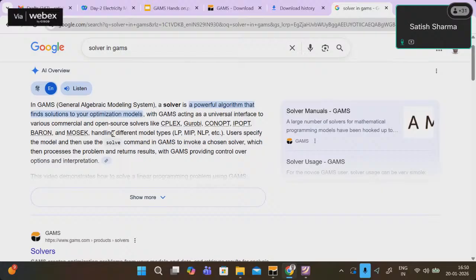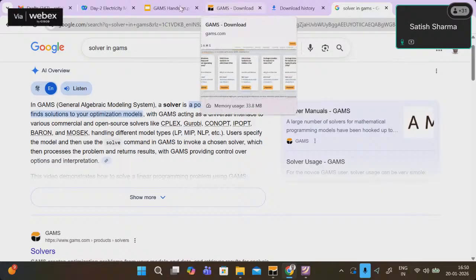So if you have a licensed version, it's better to use GAMS instead of doing programming in MATLAB. CPLEX is for linear programming, IPOPT is an interior point optimization based solver, and CONOPT is, I think, for NLP, non-linear programming. So based upon different problem types, whether it is linear programming, mixed integer programming, or non-linear programming, we can use different solvers.